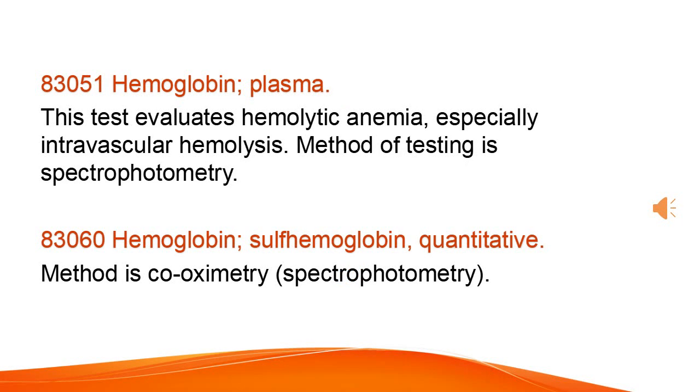Hemoglobin, plasma. This test evaluates hemolytic anemia, especially intravascular hemolysis. Method of testing is spectrophotometry. Hemoglobin, sulfhemoglobin, quantitative. Method is CO oximetry, spectrophotometry.